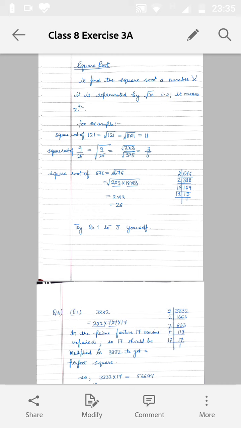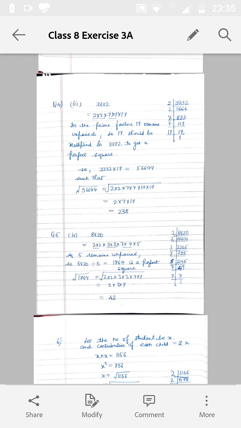In the same way, you can find it for a rational number also, but for that you have to work separately for the numerator and the denominator. So here I have given you an example of 9 upon 25. 9 is the square of 3 and 25 is the square of 5. So the square root of 9 upon 25 is 3 upon 5. Now I hope you can try questions number 1, 2, 3 yourself. Try these questions and finish your work up to here. Then question number 4, third part, I am solving for you.